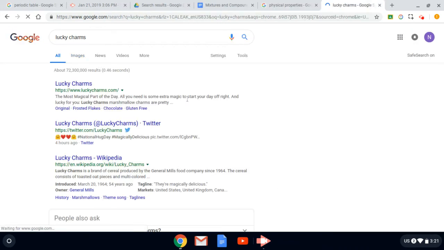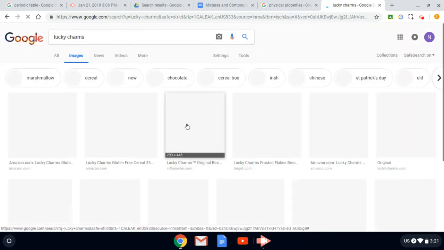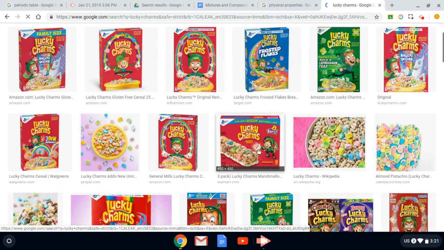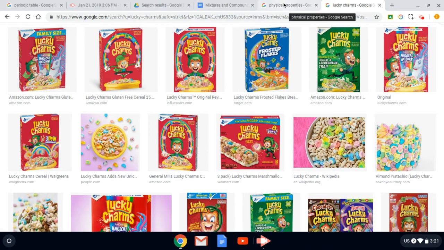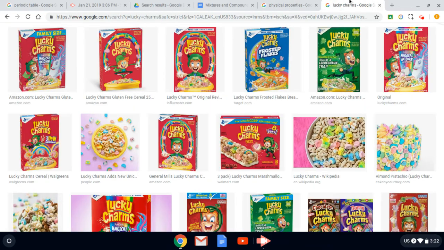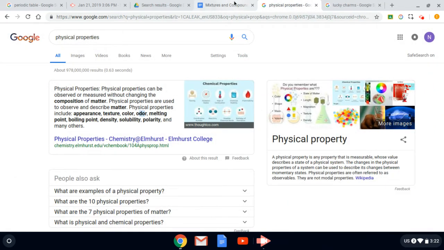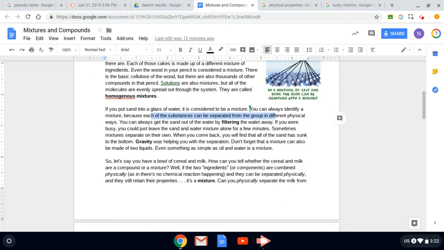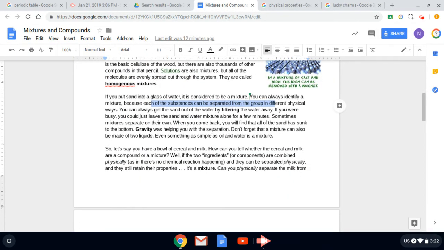For you other people out there who eat Lucky Charms, if you physically separate the marshmallows from the oat bits, that's kind of like a filtration. That's a physical separation. Anyway, therefore, Lucky Charms is a mixture, right? Because the marshmallows and the oat bits are physically combined, and you can physically separate them. So mixtures are all about physical.